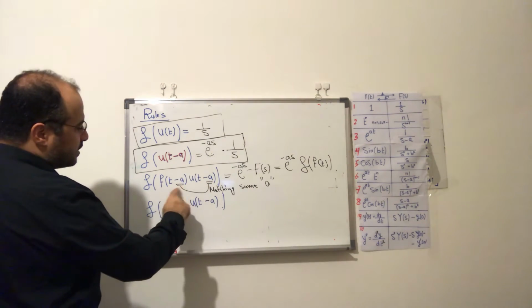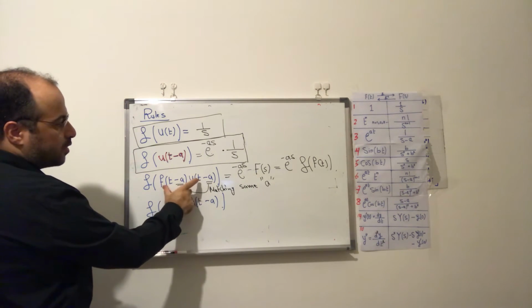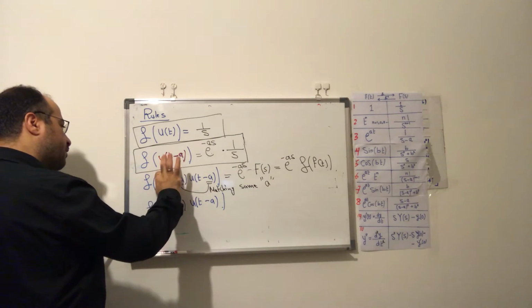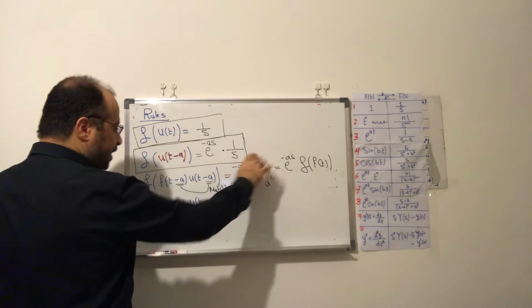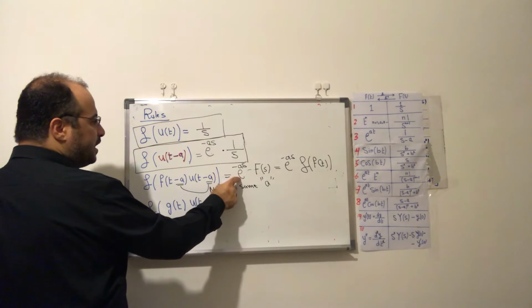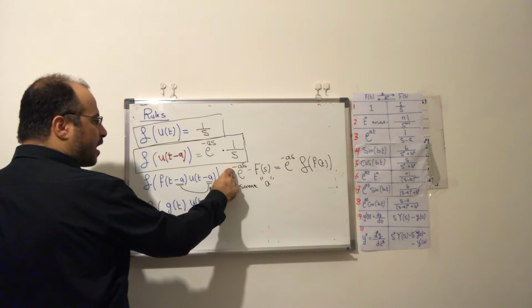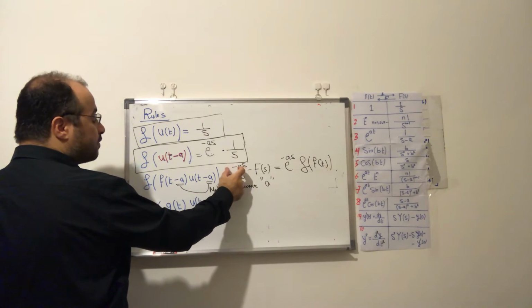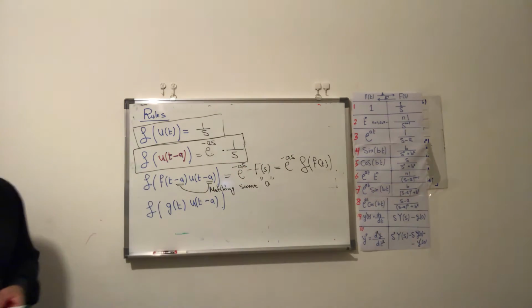If you have the same shifting in the function f and the Heaviside function, then the Laplace transform of the product is like doing the Laplace transform for f of t without any shifting, and then multiplying by e to the power of minus s times the number of shifted units.